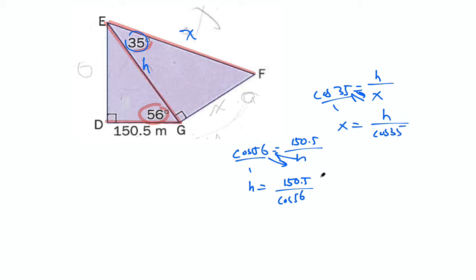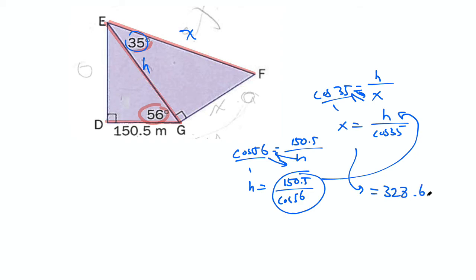So all we have to do is plug into the calculator this on top divided by cos 35, and you will get 328.6 meters.